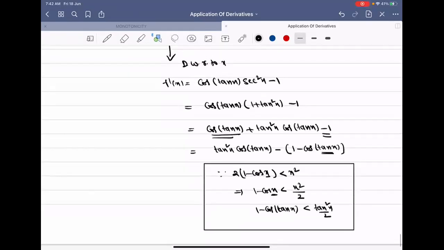Now if you replace 1 minus cos of tan x with tan square x by 2, then what happens? Here, from the given inequality condition, 1 minus cos of tan x is less than tan square x by 2. Now I will replace this 1 minus cos of tan x with tan square x by 2. Then this inequality becomes greater than or less than?